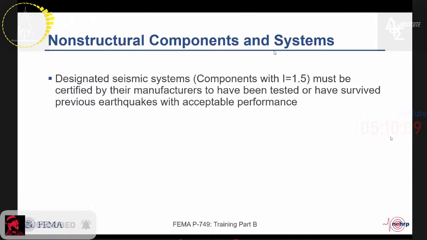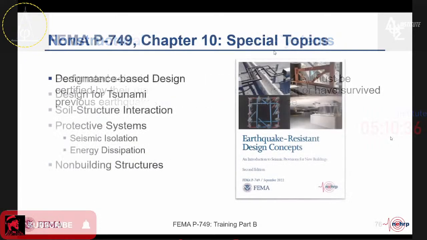Designated seismic systems, those are systems or components with an I sub P of 1.5, required for life safety, required for the function of a risk category 4 structure. In addition to being anchored and braced for larger seismic forces, they also must be certified by their manufacturers based on testing or earthquake experience data to be capable of surviving design earthquake shaking with acceptable performance.